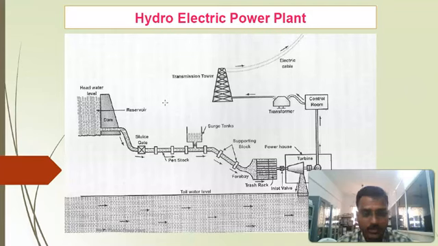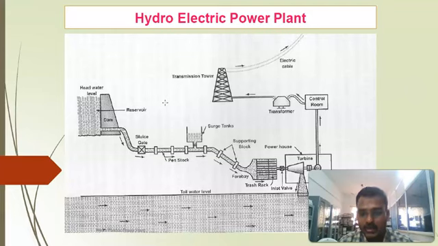The penstock, as we said, is made up of concrete pipe. Here we have one surge tank. The surge tank is used so that the water will not overflow and damage the pipe. The supporting blocks are also given at the forebay, and then the water enters the trash rack. After the trash rack, it enters the inlet valve.